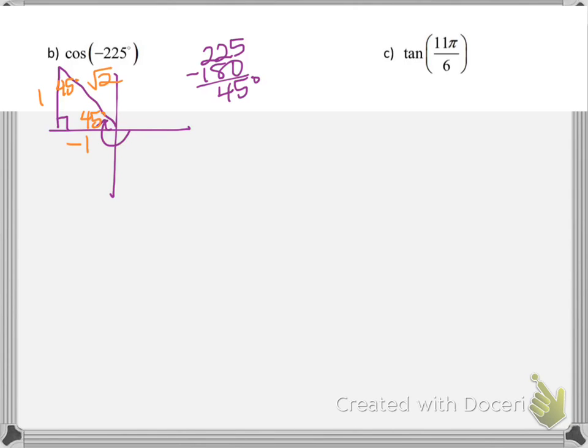So then cosine is the adjacent side over the hypotenuse, or the x value over the r value. So this would be negative 1 over root 2, which we could also write as negative root 2 over 2.